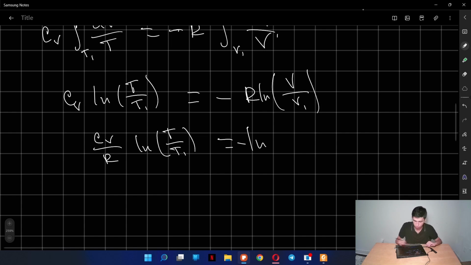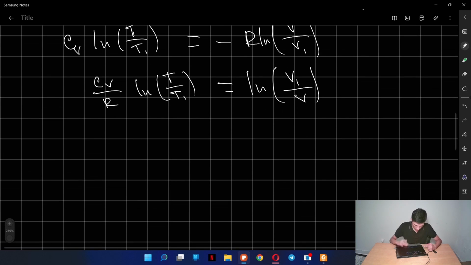So I'm going to get that negative inside of our logarithm. So it's going to be v initial over v. So I just replaced the negative inside of the logarithm, which is going to go to the power of something inside of a logarithm. The negative power is just going to make it opposite. So we're going to have initial volume over volume.